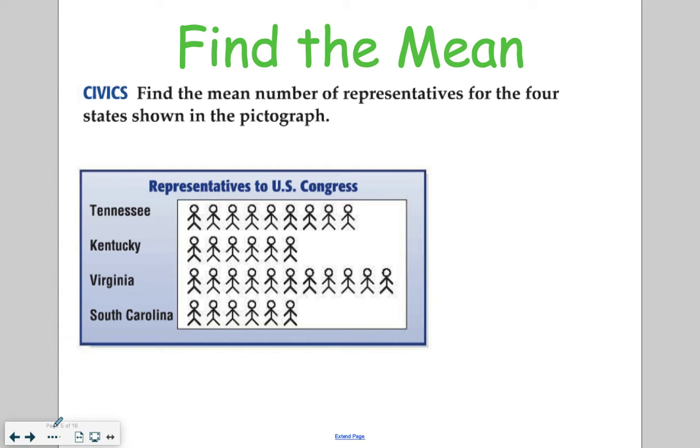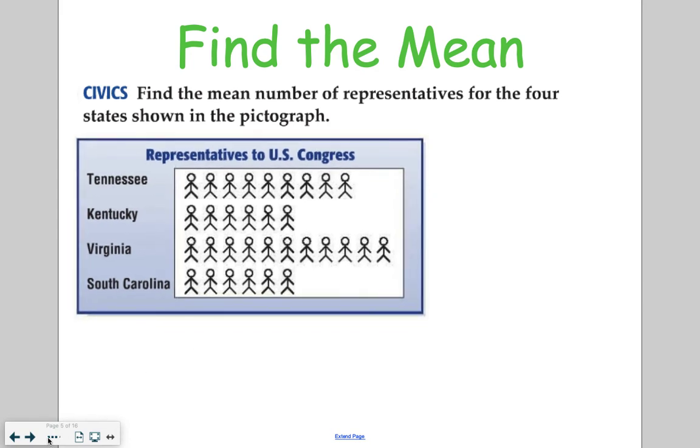So in order to find the mean, we need to add up our data points and then divide by the number of points. So in this particular problem, we have four different states that we're looking at. For Tennessee, they have 1, 2, 3, 4, 5, 6, 7, 8, 9 representatives. Kentucky has 6. Virginia gets 11. And South Carolina also gets 6. So the first thing you would do is 9 plus 6 plus 11 plus 6. And that is going to give you an answer of 32.